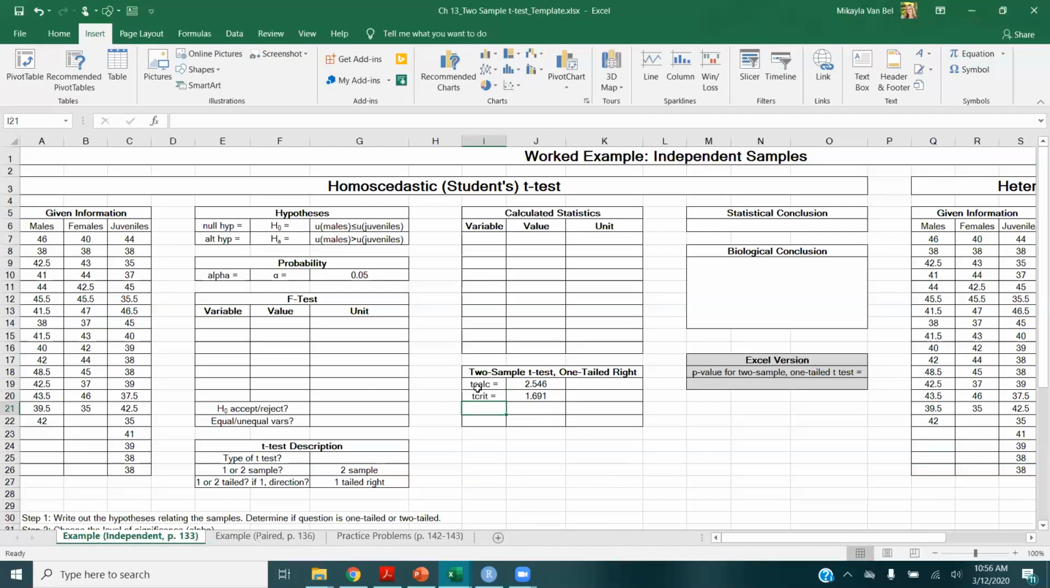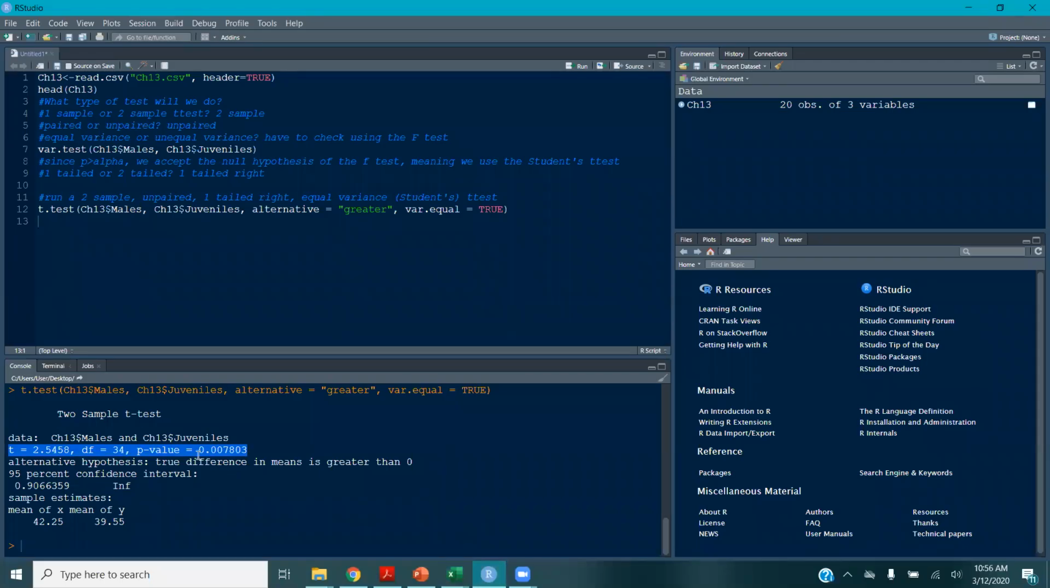T-calc is greater than or more extreme than t-crit, meaning we would reject the null hypothesis. Let's see if that matches our results from R. Here, the p-value, 0.0078, is less than our alpha of 0.05. This also indicates that we should reject the null hypothesis. Our t-value and p-value conclusions match, so we're good to go.